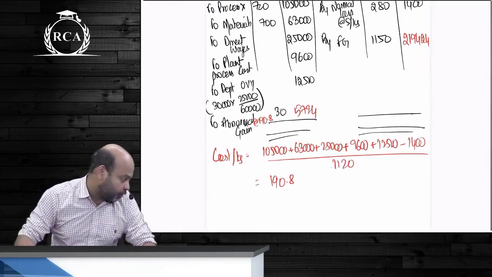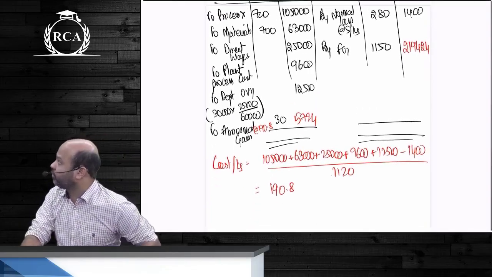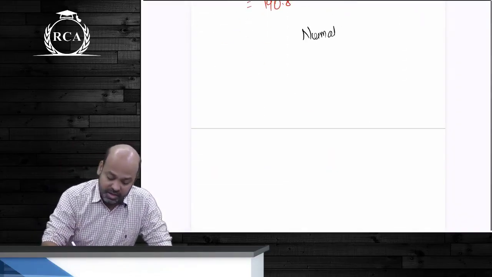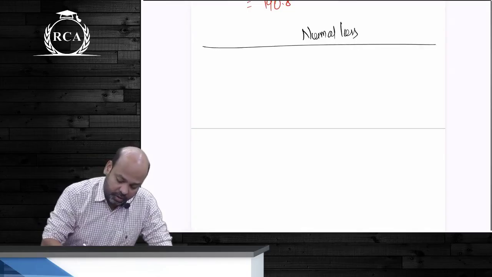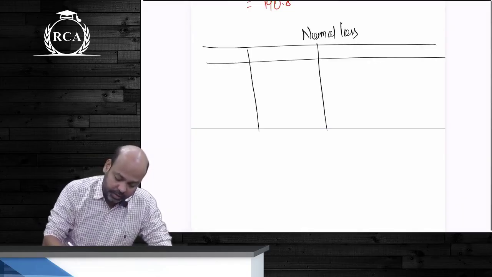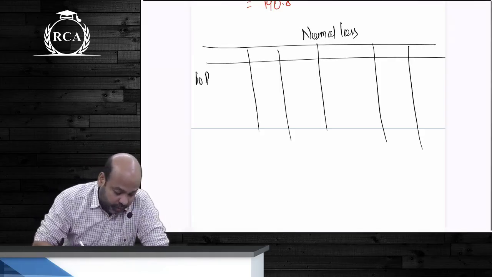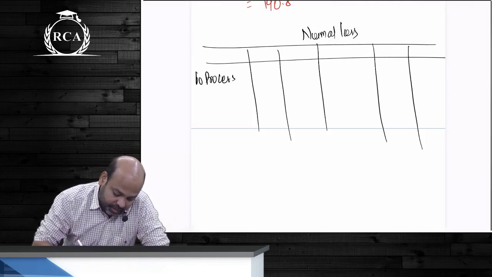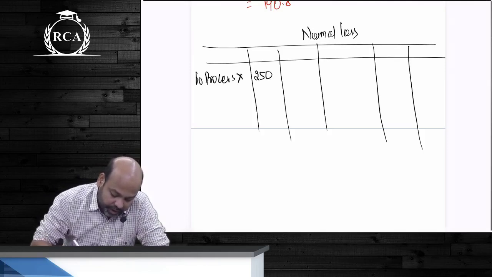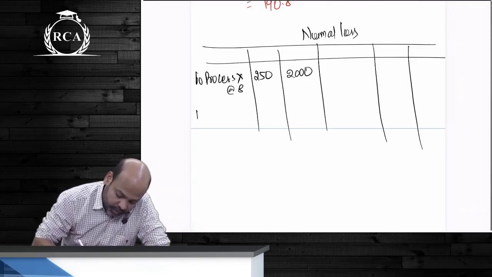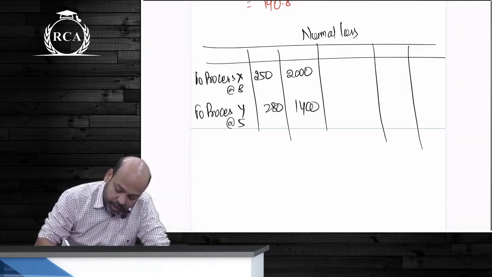Just ensure that you tally the process account, beta. So for which you will have to write like this. Normal loss account, guys. In normal loss account, beta, what are we going to write? To process X, guys. Process X's normal loss was 250 kgs valued at 8 rupees per kg. So that was 2000. Process Y's normal loss was 280 kgs valued at 5 rupees, 1400.